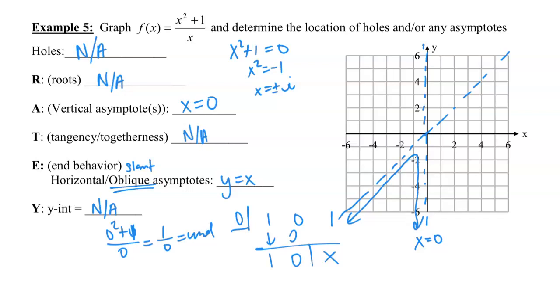And now, since we don't have any togetherness and we don't have any roots, the other part of this has got to be drawn up above. And so here's what my graph looks like for example 5.